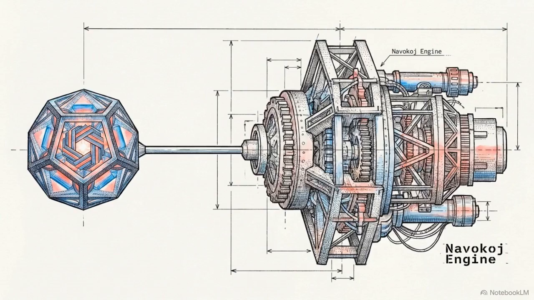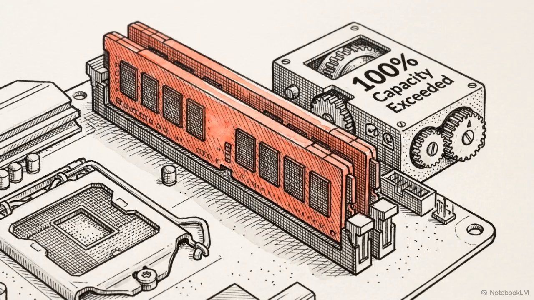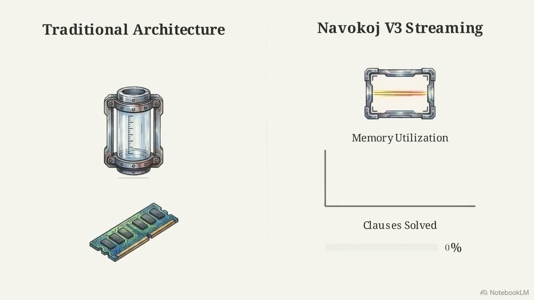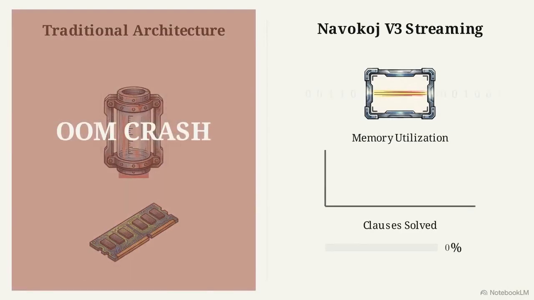The final execution phase begins when the routed artifact reaches the Navokoj backend. Traditional conflict-driven clause learning solvers possess a critical flaw at enterprise scale. They must hold the entire massive clause set in active RAM simultaneously. A traditional solver's RAM usage expands under millions of clauses until it crashes. Navokoj v3 bypasses this with a streaming architecture. By converting clauses into a binary stream, the memory state remains bounded, solving 116 million clauses on just 10.7 megabytes of RAM.